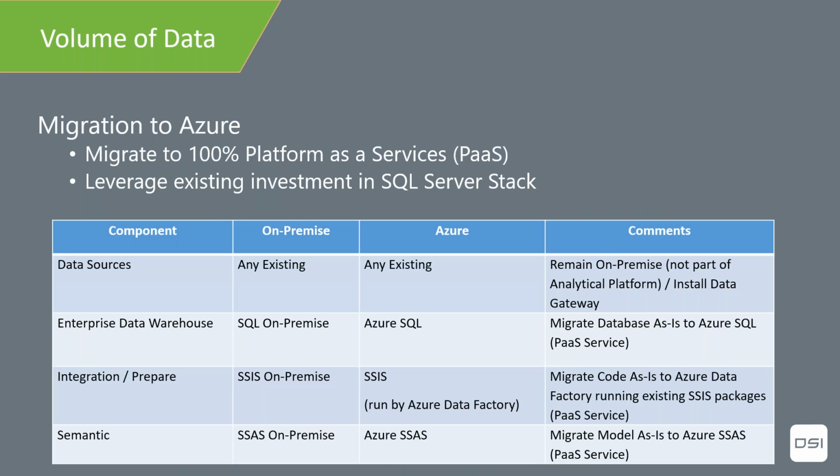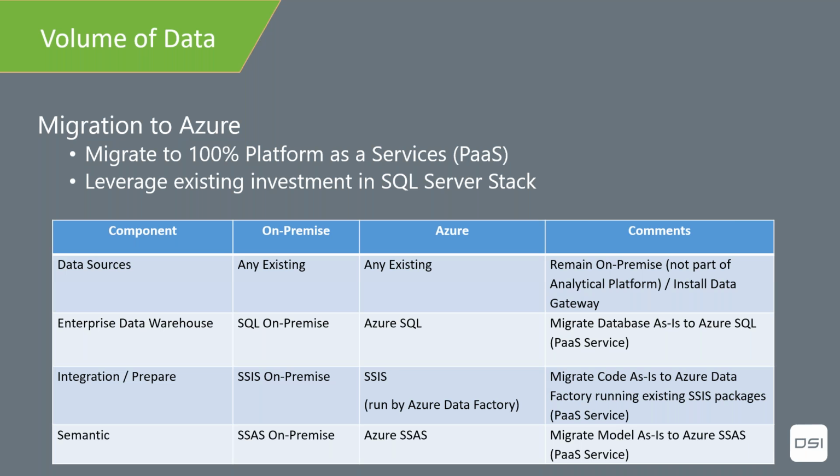Okay, so how do you get there? I talked about leveraging your existing investments. If you have your traditional enterprise data warehouse structure on-premise, how can you migrate that to Azure so that you're getting to a 100% platform as a service environment by leveraging what you have? The good thing about data sources is you don't need to do anything with them. Whether they're on-premise or wherever they are, when you move to Azure, they can stay exactly where they are. You don't need to do anything other than install the Azure Data Gateway, which will continue to talk to those services on the same basis as before. Because the gateway is behind your firewall, the connection strings and user authentication will be exactly the same as under the old environment.